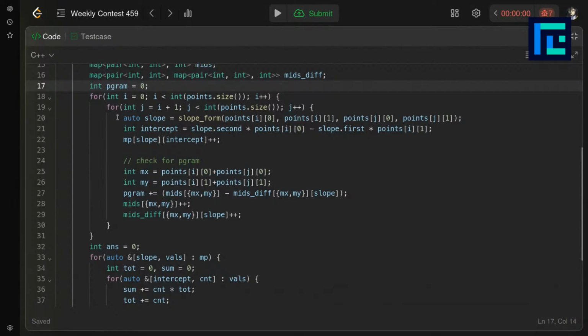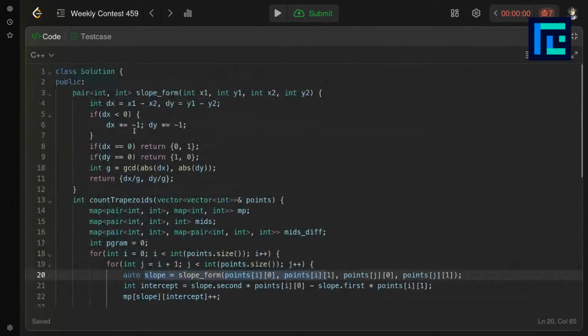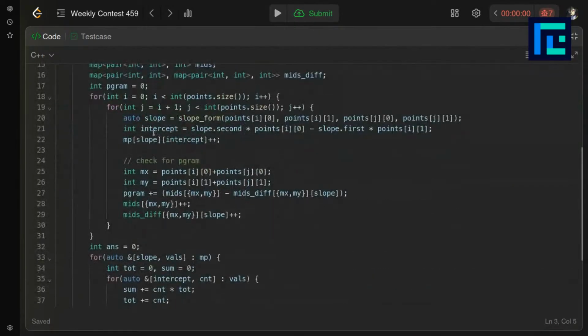Now this first part is just to count the map of slope and intercept. For each slope, each intercept, it will increase the map. It's finding the slope using this function over here, and the intercept using the intercept formula. You can go through it. You can just rewrite the intercept formula and you get it in this form using the slope. So that's all. Map of slope and intercept plus plus.